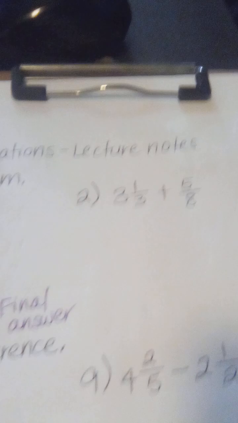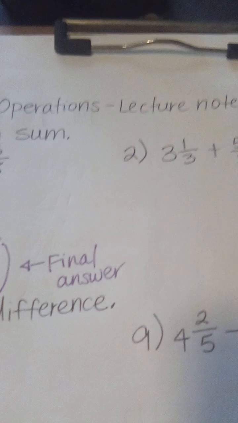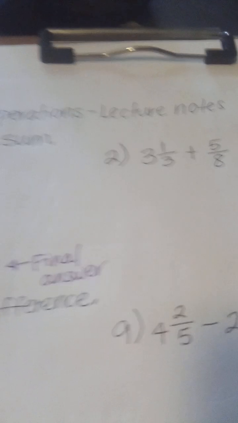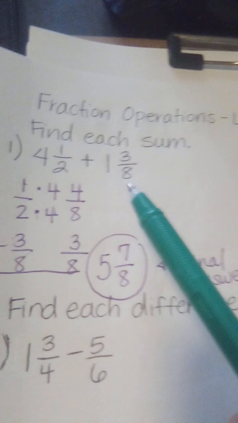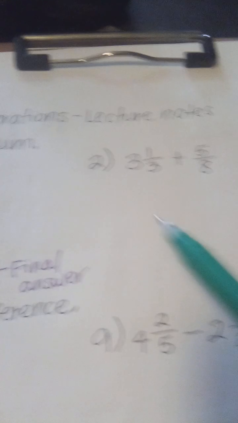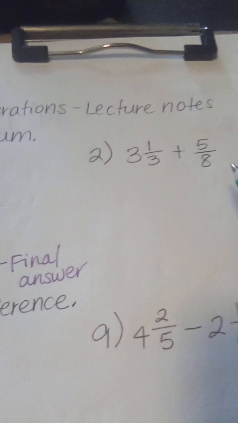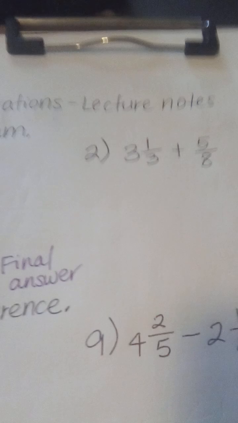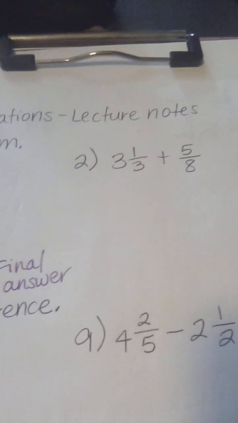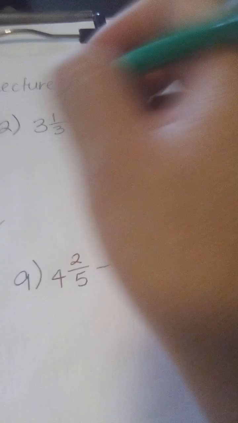Okay, let's go. This one, number 2, says 3 1/3 plus 5/8. This is a little bit different because the last problem had two mixed numbers. This one has one mixed number and one regular fraction, but it's doable, okay? So it's manageable actually. First things first, we line up the fractions.